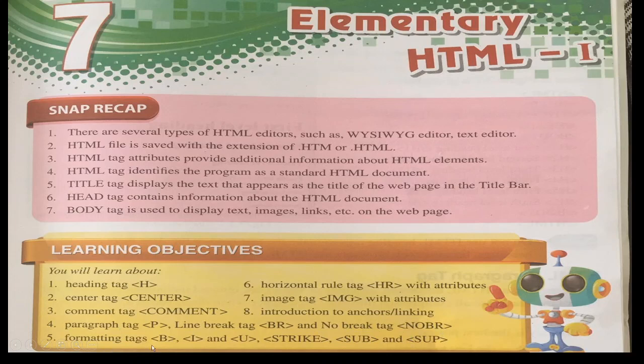Formatting tags like the b tag, which is bold, i, which means the italic, and u, which means underline, strike, the subscript, and the superscript tag. So in this lesson, you will learn about all of these tags and how to use them in an HTML document.